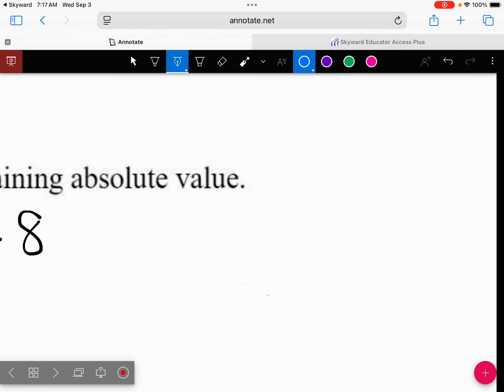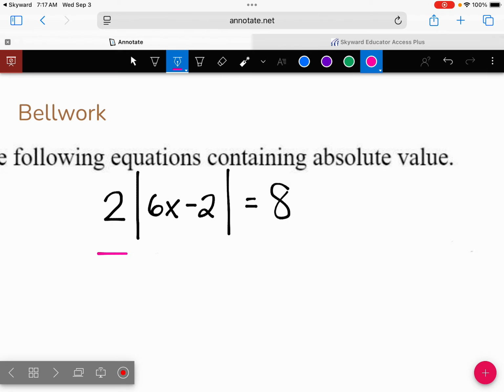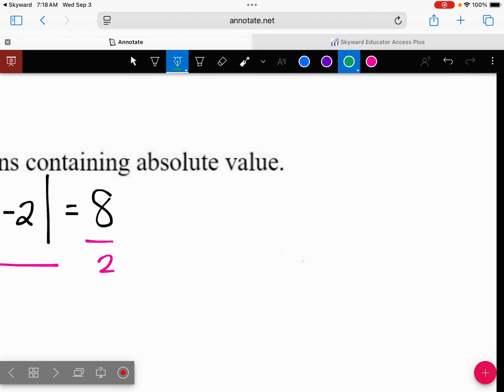What do we need to do first on here? Get rid of the 2. How do I get rid of that 2? Divide. I'm going to divide both sides by 2 because that's going to make this guy go away. Our whole goal on this first step is to isolate that absolute value. We need that by itself before I can do anything else.